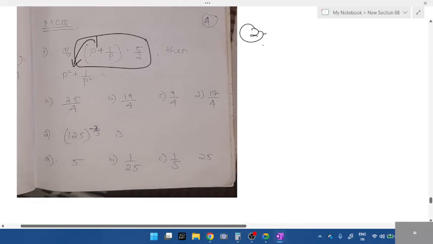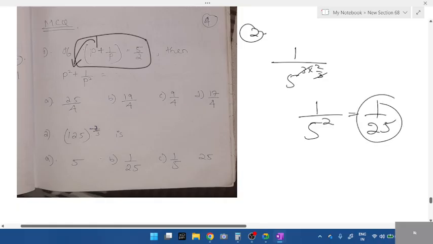Next, second main. Power is negative. How do you write? 1 by, can I write directly? Any of these MCQ, right? For MCQ, they don't give marks for steps, students. They need the final answer. 5 to the power of 3 into 2 by 3. What is left? 5 square. 5 square is 25, so the answer is 1 by 25. What about you, Lima? 1 by 5. You forgot to square.